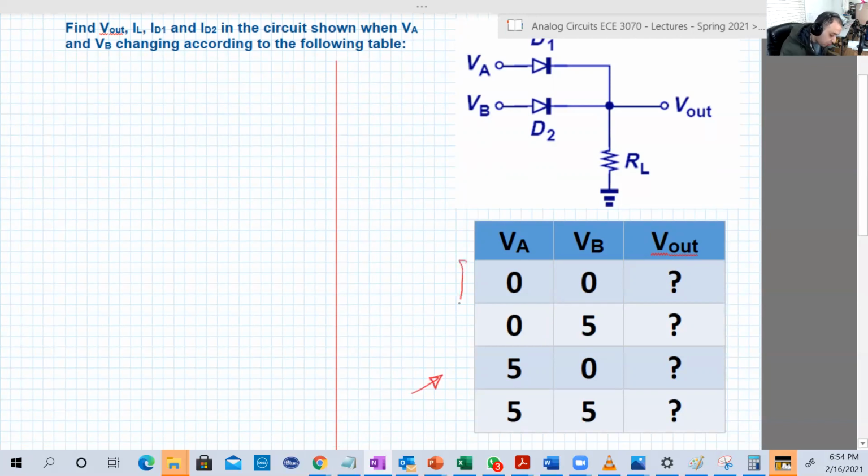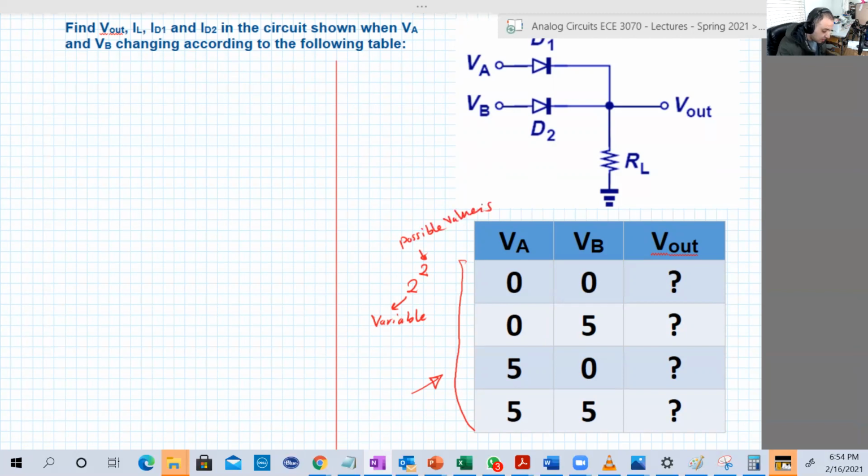How do we know the number of combinations here? It is 2, the number of variables, to the power of 2, which is the possible values that each variable can take. Each variable here can take either one of 2 values, 0 or 5. Why can it not be 1.5?